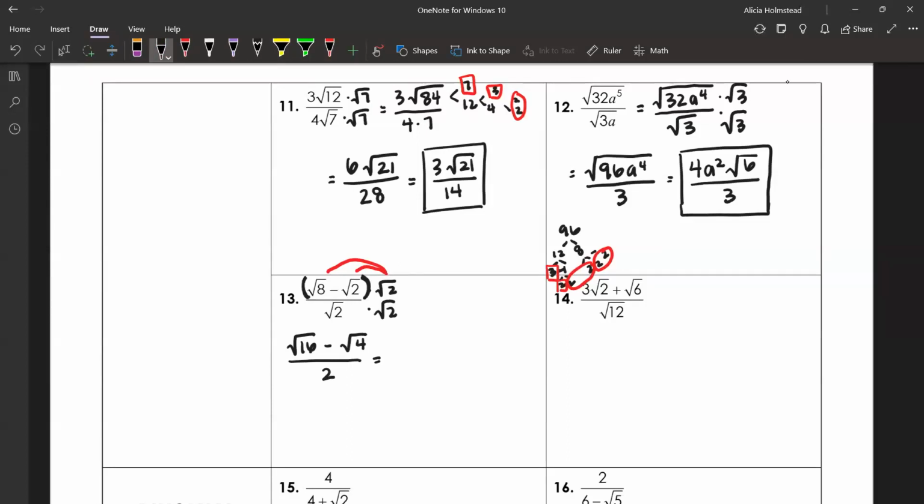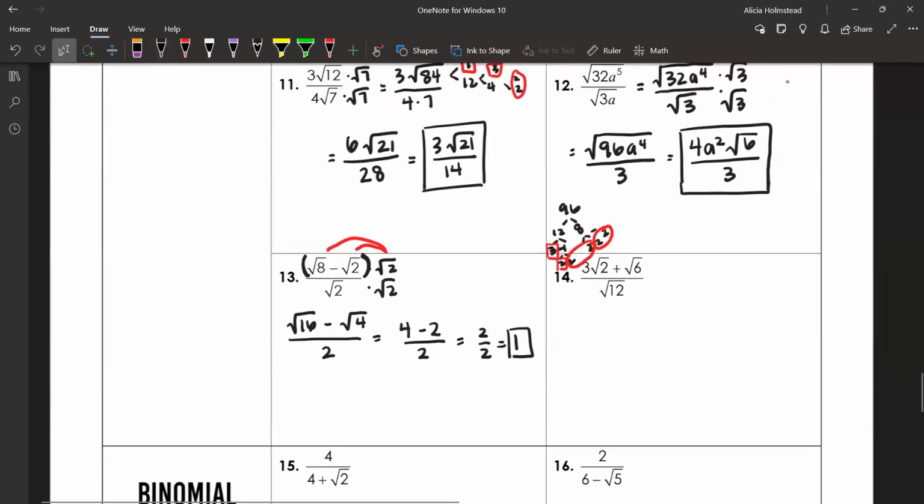Well, the square root of 16, we know that, that's 4. The square root of 4 is 2. So if we get 4 minus 2 over 2, 4 minus 2 is 2. 2 over 2 is 1. So that one actually simplifies all the way down. Alright, and this is where you practice. So go ahead and pause the video and do that one.